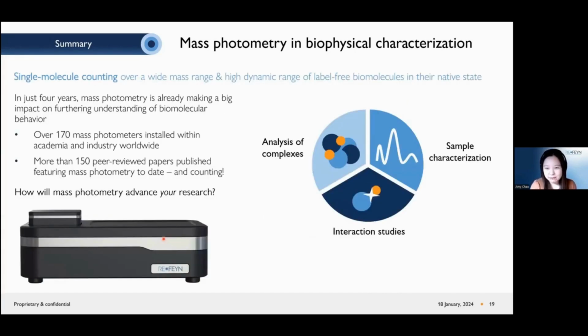Refeyn has been in the market for around 4 years now, and we can proudly say that mass photometry is already making a big impact on furthering understanding of biomolecule behaviors. We have over 170 mass photometers installed worldwide with both academia and industry users. We also have a presence in the publication space with more than 150 peer-reviewed papers featuring mass photometry. And we are constantly improving our technology and analysis pipeline so mass photometry can serve our user base better in answering different biological questions. So I hope this presentation gives you some thoughts on how mass photometry can advance your research.